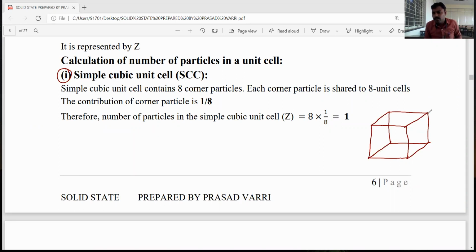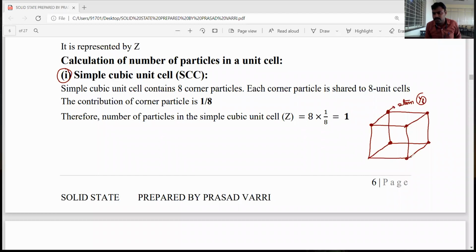Each corner is shared with 8 unit cells. That's why how much part belongs to one unit cell, dear students? 1 by 8 part. For example, here the atom is present at the corner. Only 1 by 8 part belongs to this unit cell. The remaining 7 by 8 parts are attached with some other unit cells. Like this, a total of 8 corners are present.